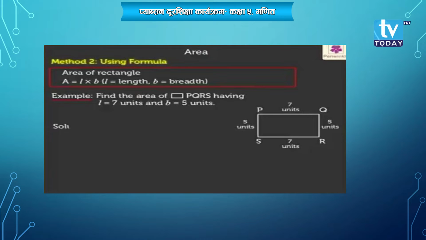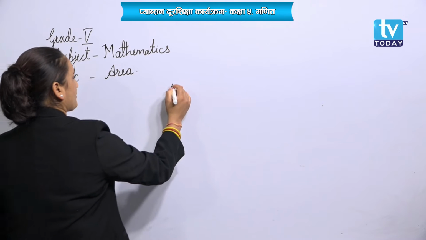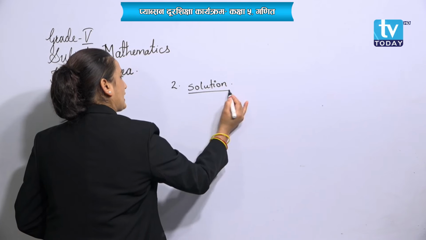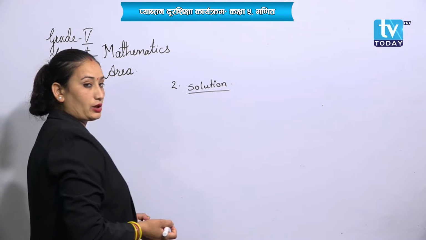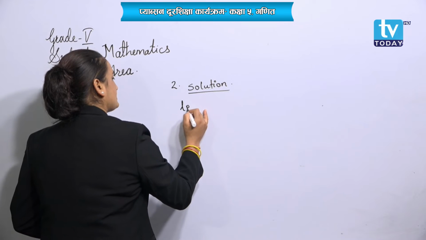Now student, tell me how to use the formula on this picture. Here after the solution, what do we have to write? Let's have a look over here. Here we have to write the solution, that is, length is given as 7 unit. So you have to write length.